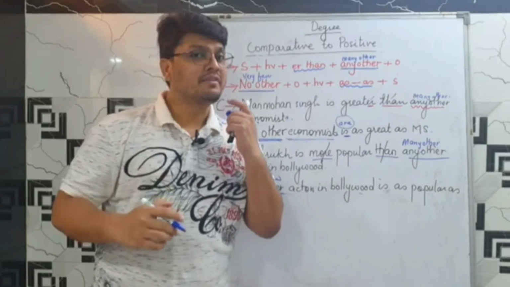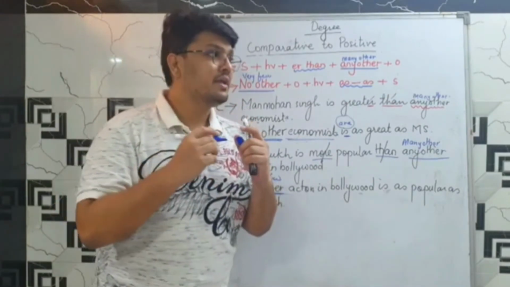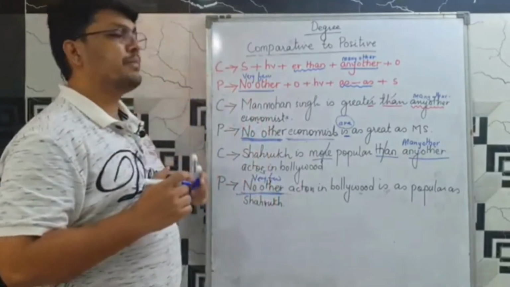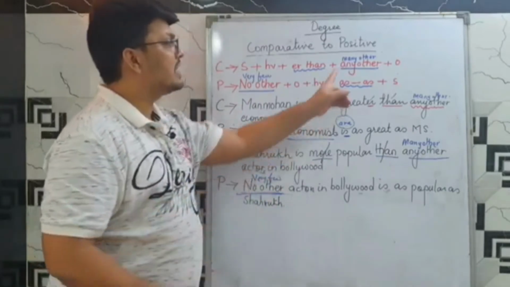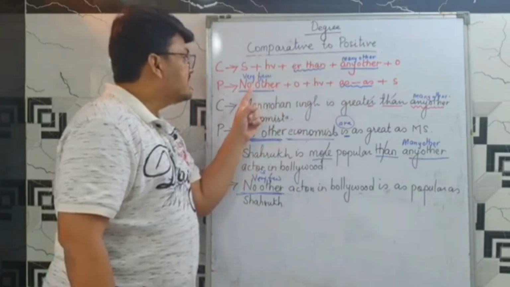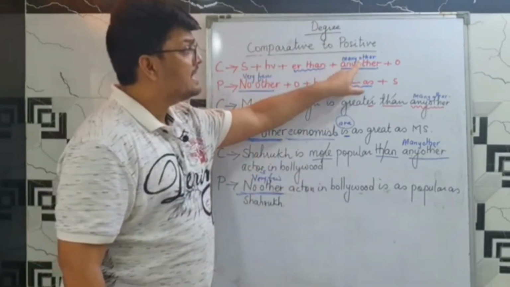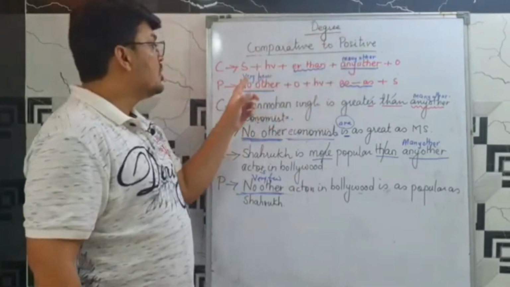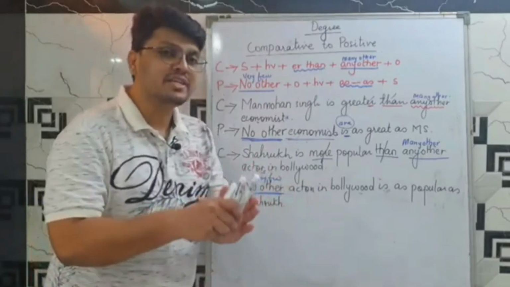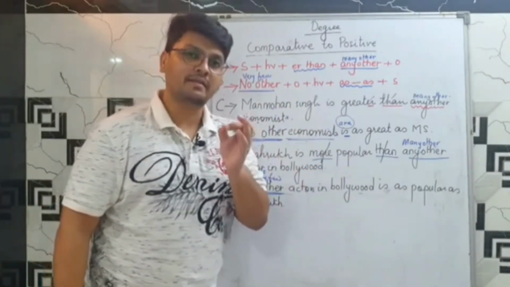So now let's revise it once again. In this session, I taught you how to convert from comparative to positive. First, I gave you the structure of any other. If you see any other, you will start the positive degree with no other. And if you see many other in the comparative degree, you will begin the positive degree with very few. And whatever necessary changes there will be, I have taught you over here. So whatever query you have, you can ask me.